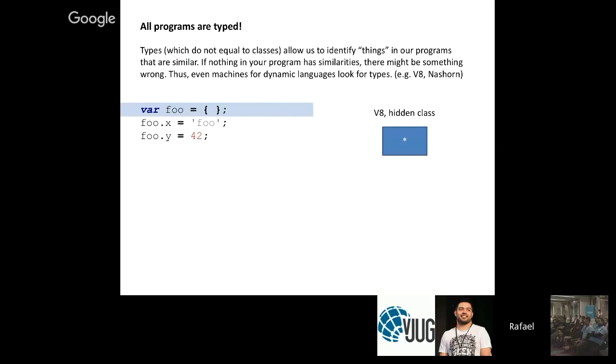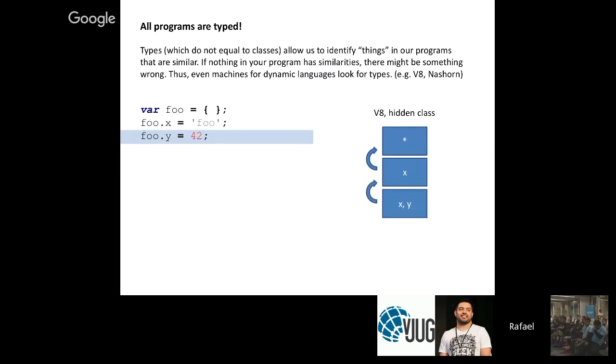So foo will start out as an empty object which has just a hidden class of, let's call it star. And then once we define x, we actually create a subtype in V8 notation, which inherits from the star class, which we call x. And then we define y. So now we have a type xy, which inherits from x. And this type hierarchy is representing our foo object now. And any optimizations done by Node are based on this object.